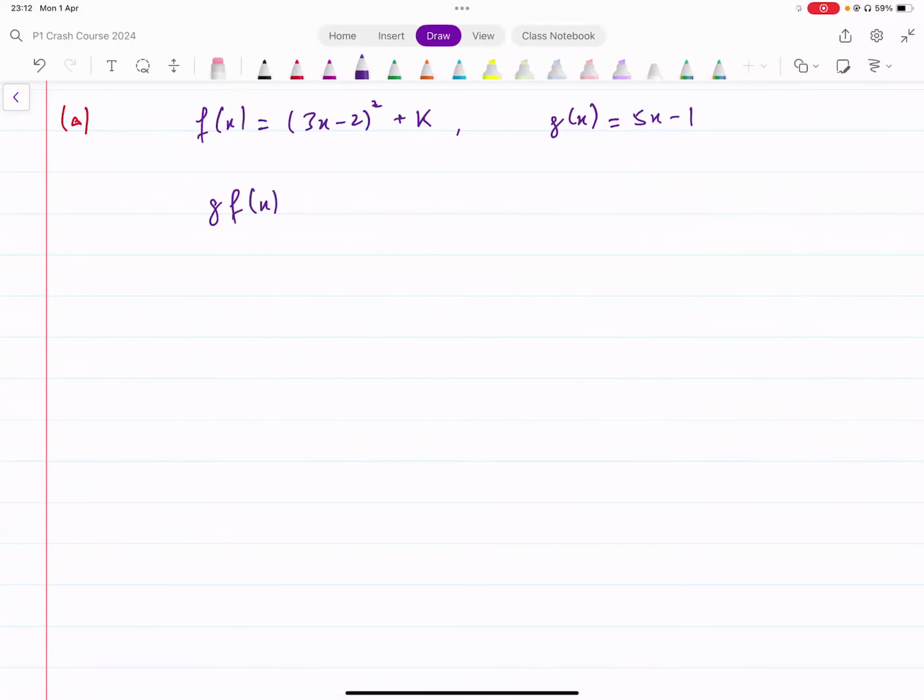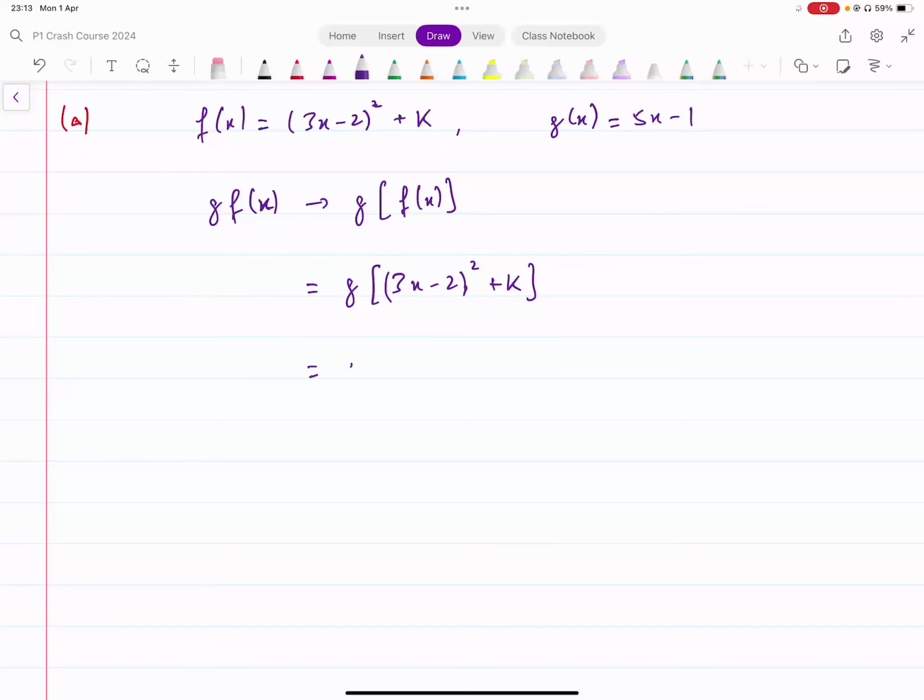g of f of x. Inside the function g, you have to input f, so it becomes g of f of x. That means g of (3x minus 2) whole squared plus k.